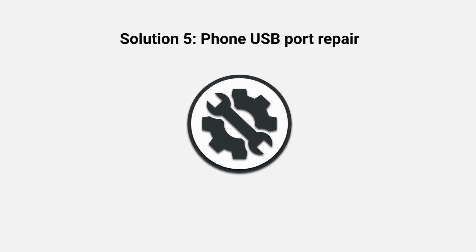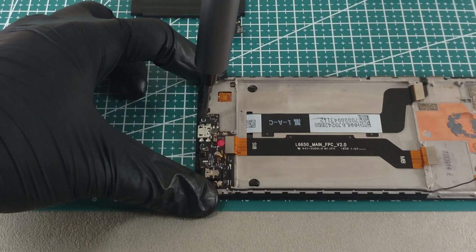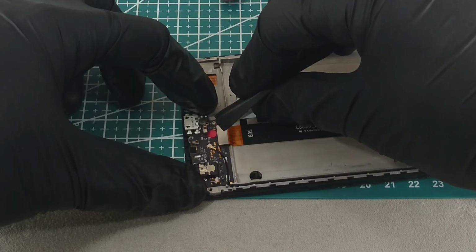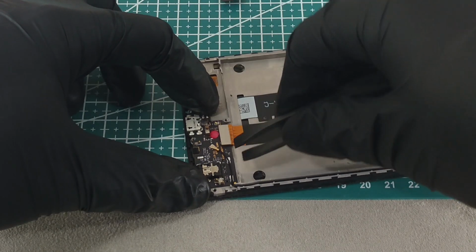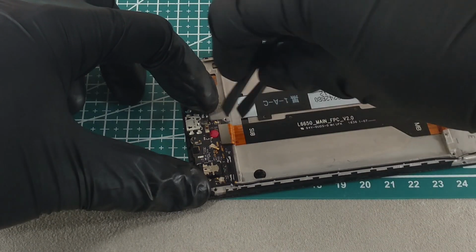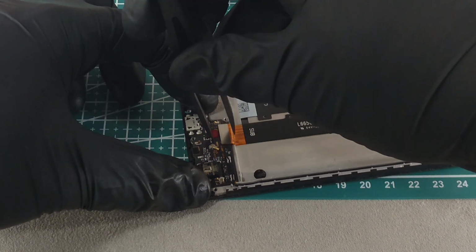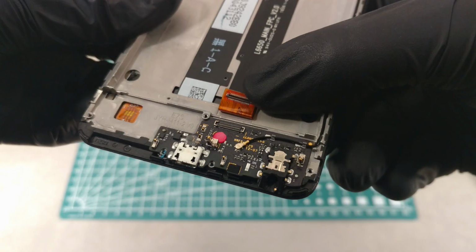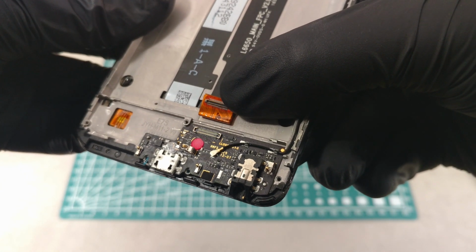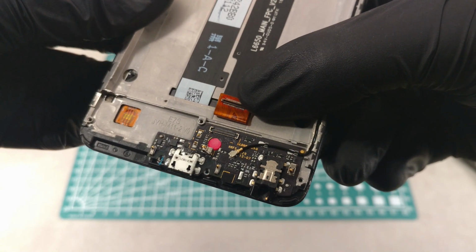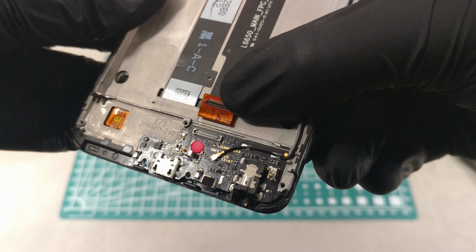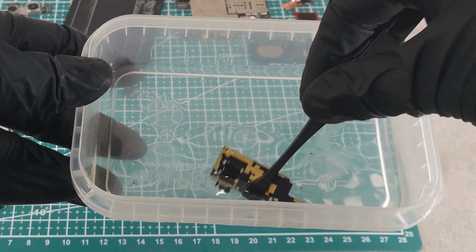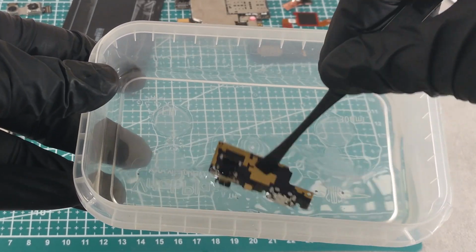Solution 5. Phone USB port repair. Intensive usage, dropping your phone on the ground, or exposure to moisture often causes phone's USB port to break. As a result, USB port doesn't work. Therefore, to restore it, you may need to resolder the connector, remove oxide on the board, or replace the board with a connector. You may need to contact a service center or repair shop for diagnosis and troubleshooting, since repairing most phone models at home is quite problematic.